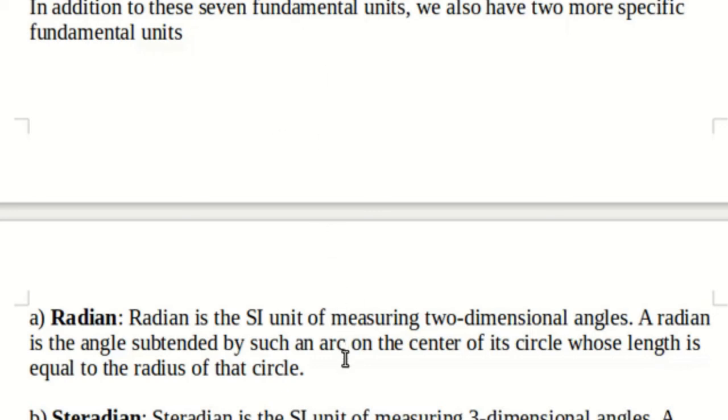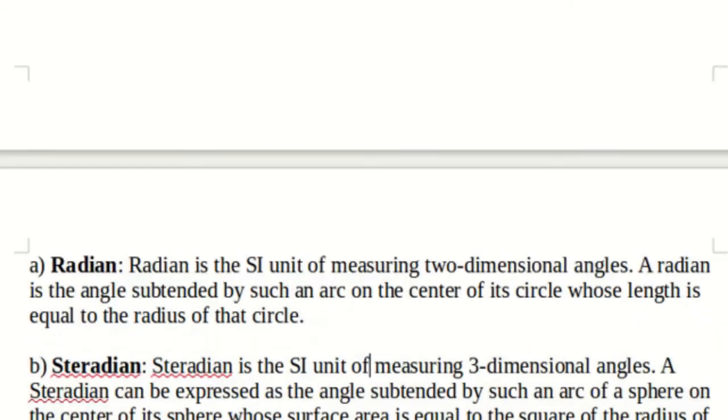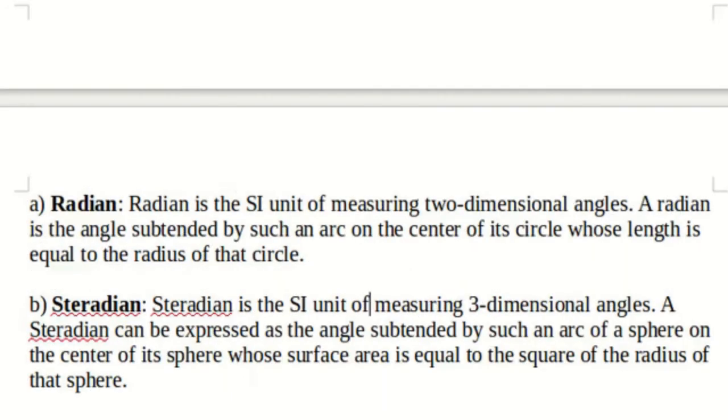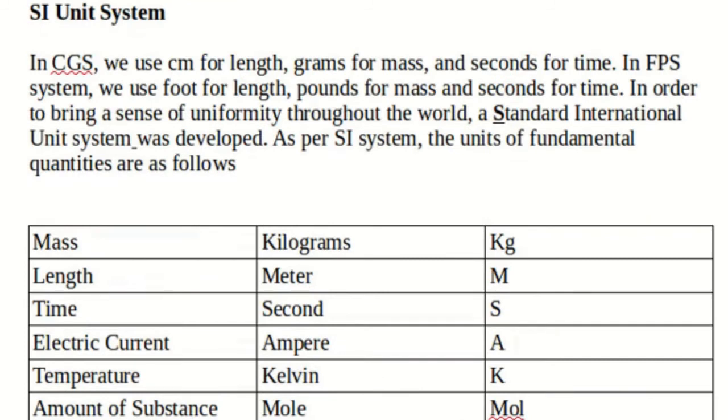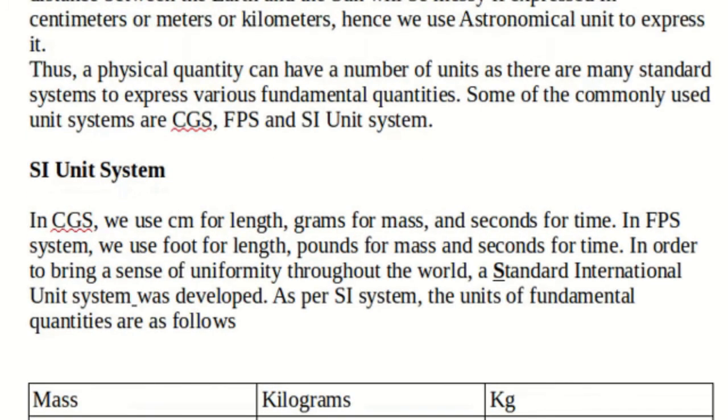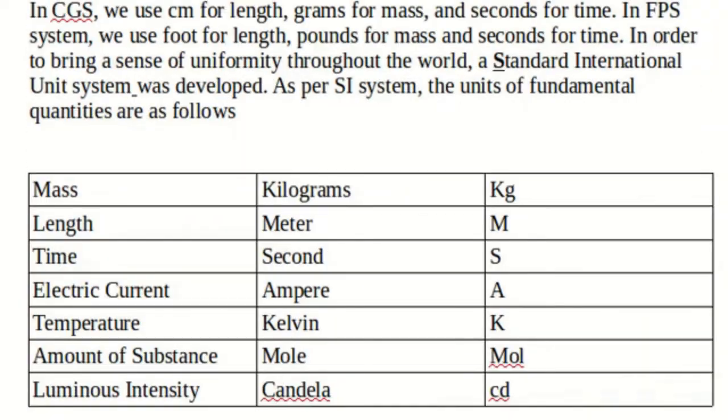In addition to these 7 fundamental units, we also have 2 more specific fundamental units. These are, first is radian. A radian is the SI unit of measuring 2-dimensional angles. A radian is the angle subtended by such an arc on the center of its circle whose length is equal to the radius of that circle. Steradian is the SI unit of measuring 3-dimensional angles. A steradian can be expressed as the angle subtended by such an area of a sphere on the center of its sphere whose surface area is equal to the square of the radius of that sphere.